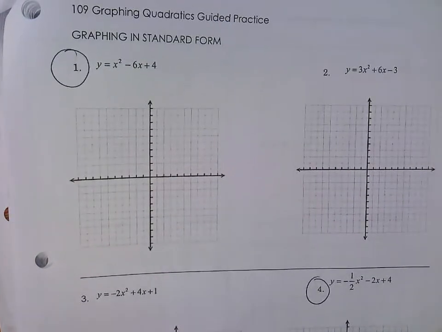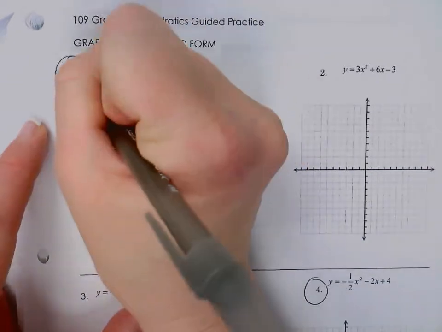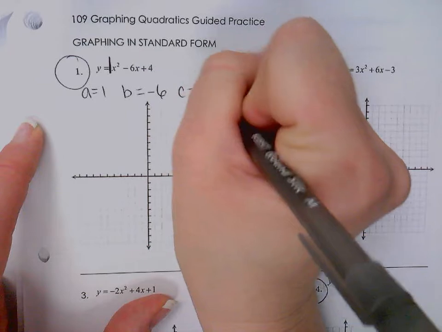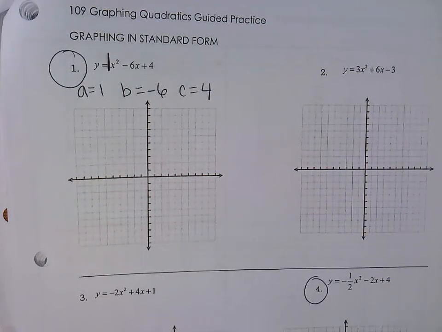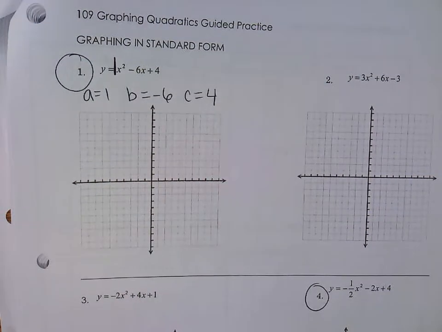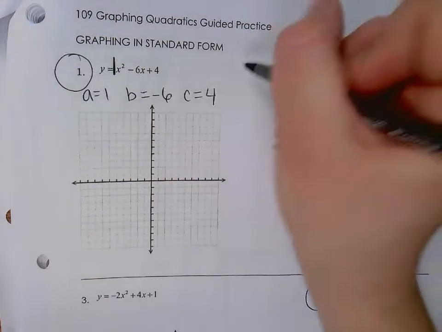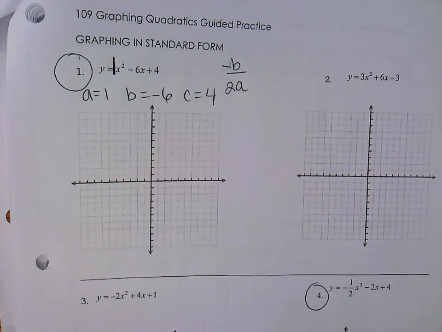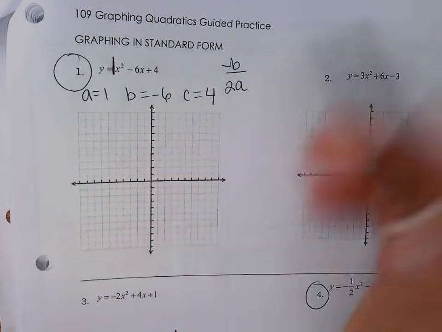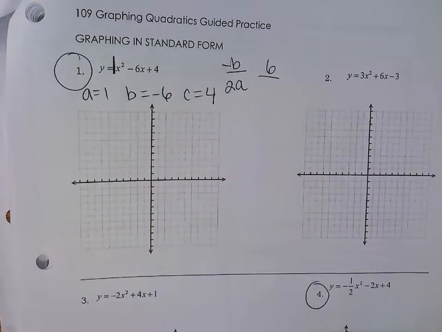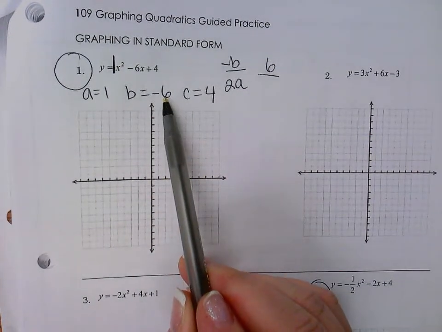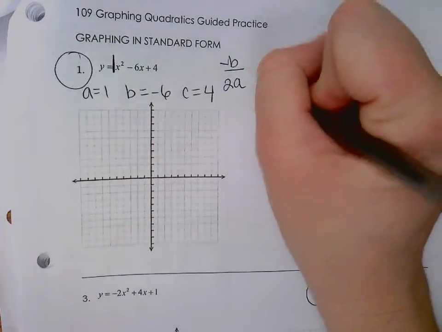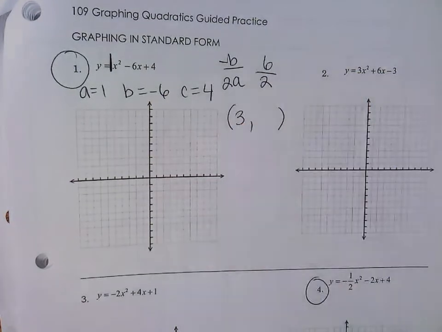So it's A, B, and C. A is 1 in this case, B is -6, and C is +4. It just helps me if I have those written out. Maybe you don't need to write those out. And then you're doing -b divided by 2a. So -b would become +6 because it's already -6. And then 2 times a is 2 times 1, which is just 2. So my vertex is at 3 comma something.